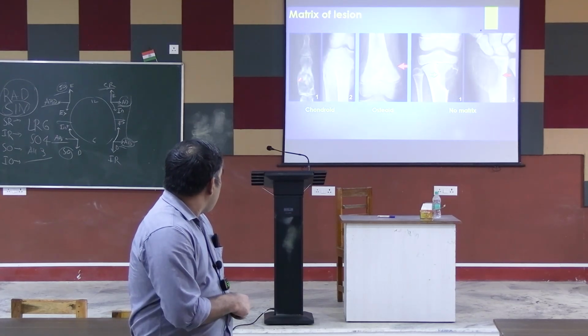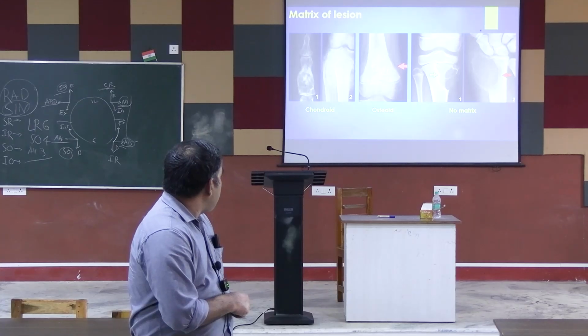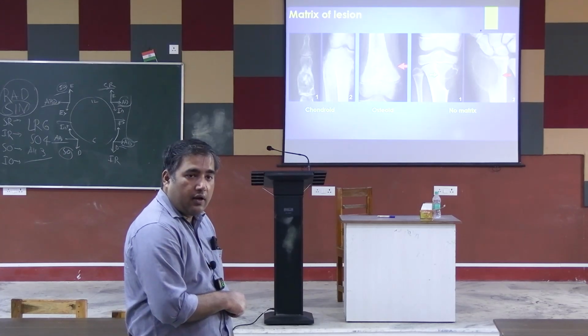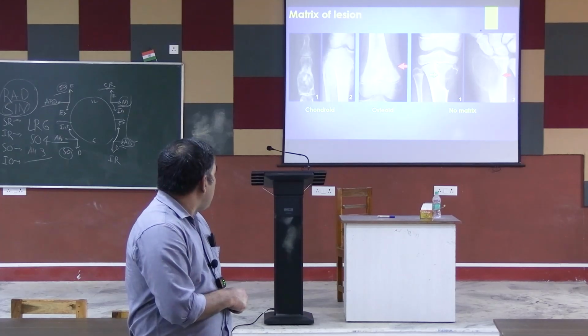See over here. Now this is what I was telling you, chondroid. So there is a ring and arc kind of calcification. Here this is ring and arcs, meaning this is the ring. Now here you see there is a diffuse permeative lesion, and inside that lesion there are patches of lysis and patches of sclerosis, but there is no particular pattern to it. So this is an osteoid matrix.